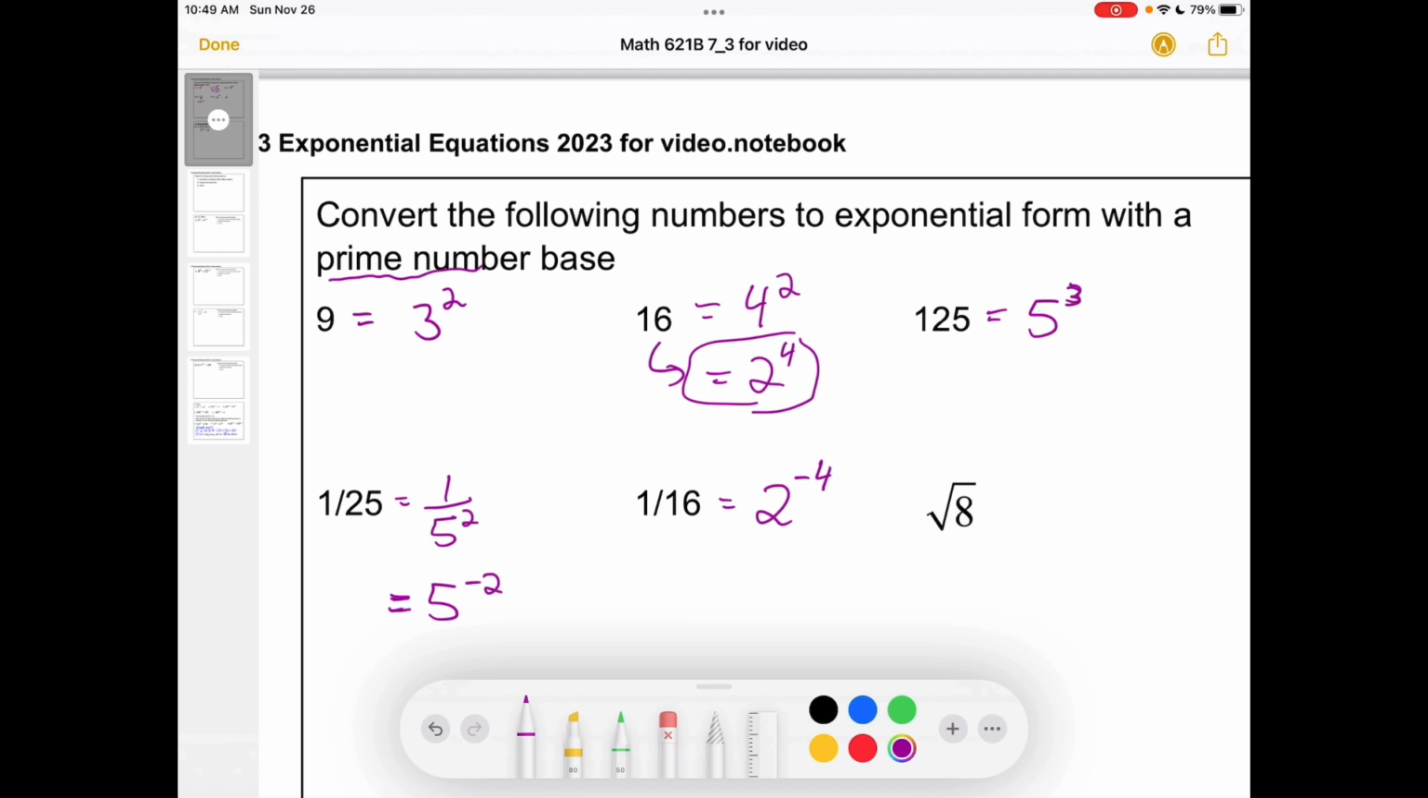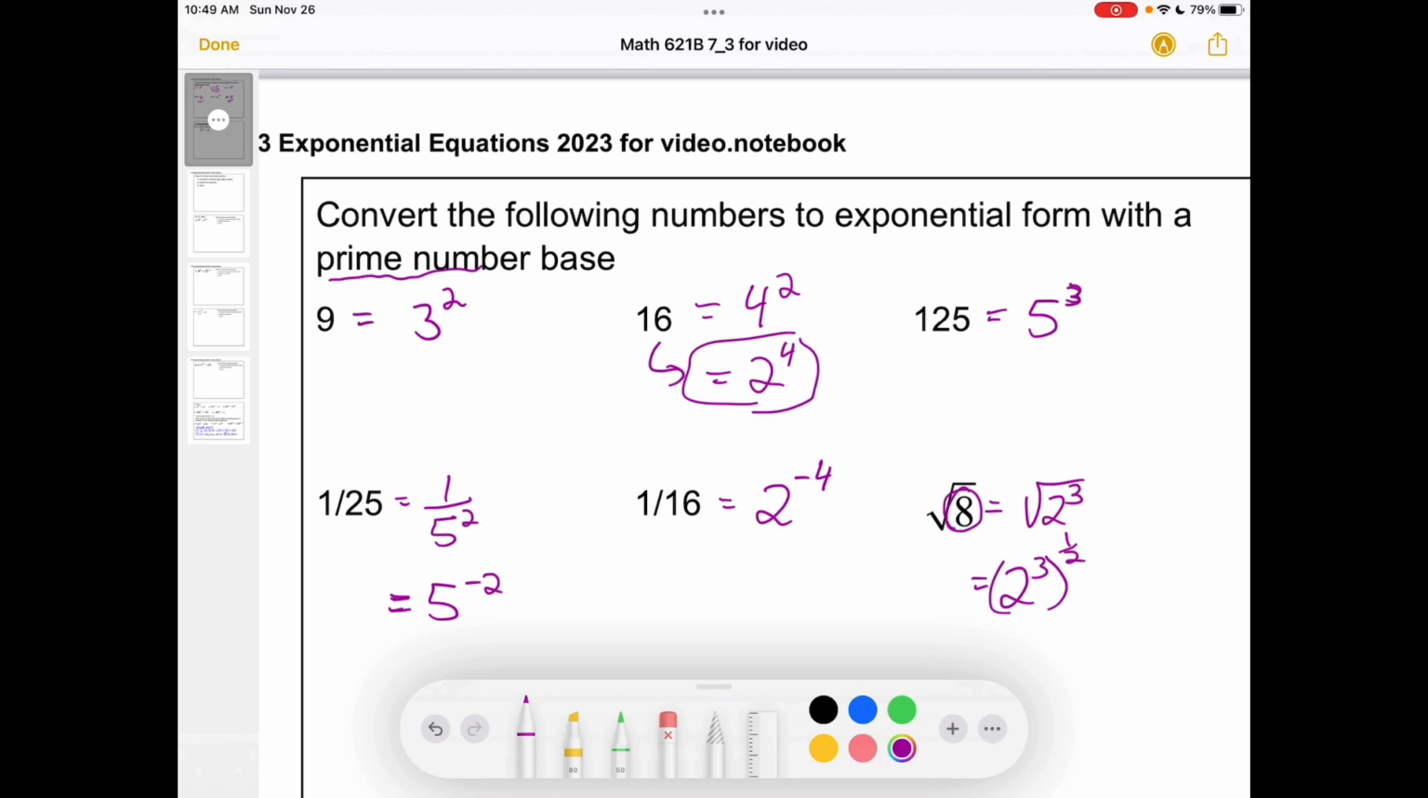So these are all ones that we can do in one or two steps. The last one's a little trickier, so it may take a couple of steps for us to figure this out. We've got the square root of 8. 8 seems fishy. I know that 8 could be written as 2 to the power of 3. So we have the square root of 2 to the power of 3. And we also know that a square root is just a power of a half. Fractional powers are roots.